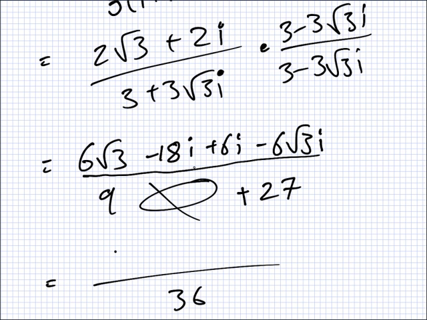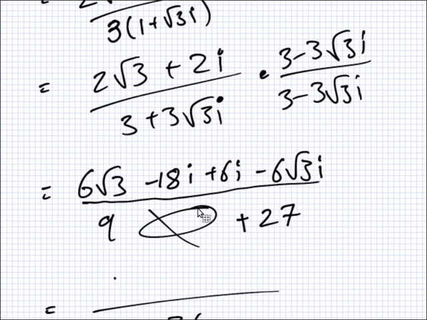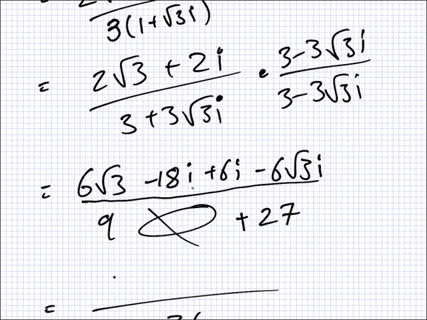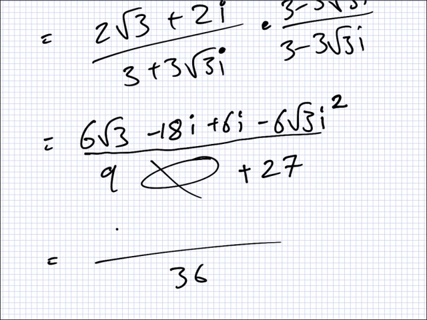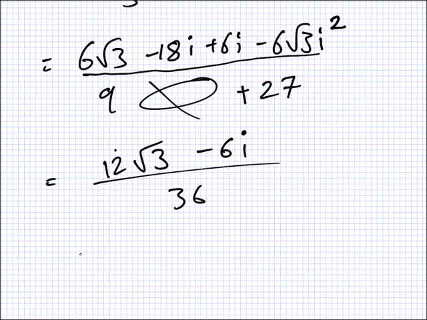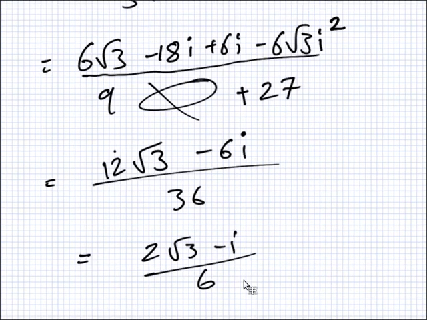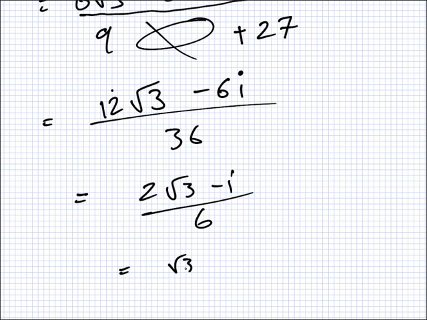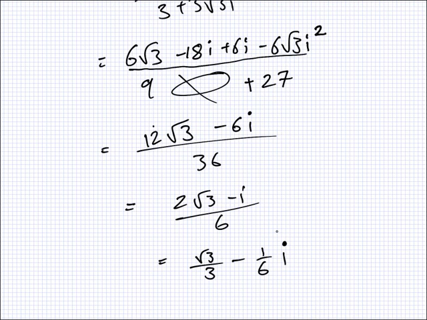I have too many i's here. Somebody shouldn't have an i there. First one doesn't. Second one does. Third one does. Last guy should have been i squared. Yeah. So that's 6 root 3 plus 6 root 3 is 12 root 3 minus 6i. I can divide everything by 6. 2 root 3 minus i over 6. So that is root 3 over 3 minus 1 over 6 i. Or who knows. This is a very sad question.